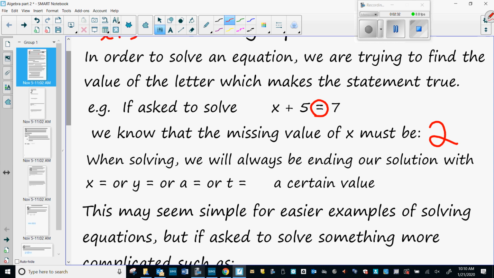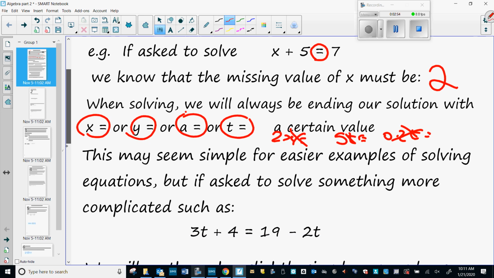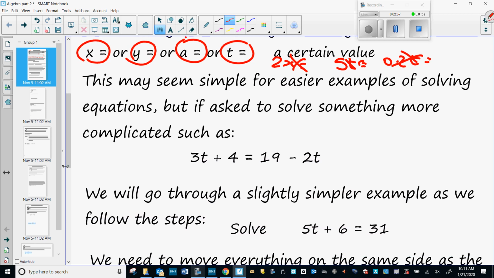When we are solving, your final statement is always going to be your letter equals something. It's not going to be 2x equals, or 5t equals, or 0.2t equals. It's just going to be your letter equals the value. Some are more simple. This one is more complicated. It's not so obvious what value you have to multiply by 3 and add 4 to give us the same value as 19 subtract 2 lots of that number. But we're going to be able to work out what that kind of thing would be.